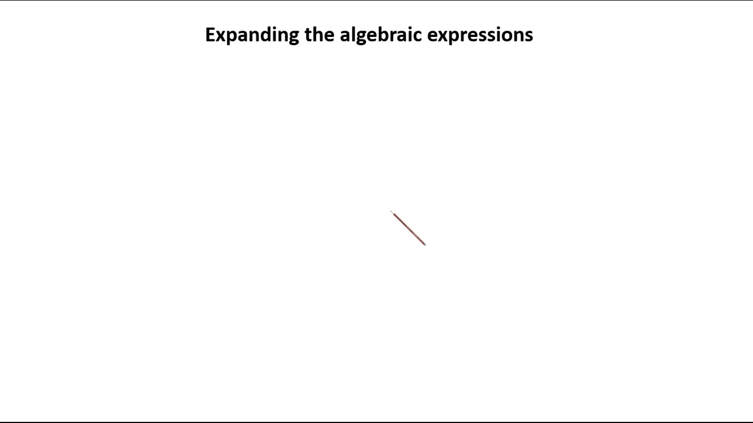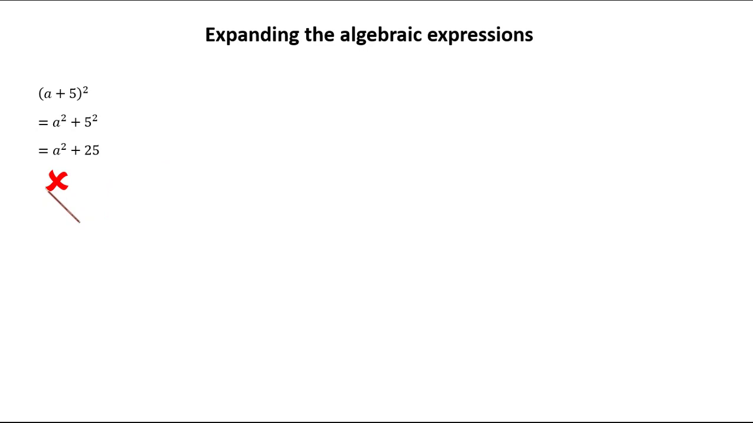Expanding the algebraic expressions. Now this is another point, another source of concern. Most of the students will expand this as, what is a plus 5 the whole square? And they will write, it is a square plus 5 square. And that is a square plus 25.